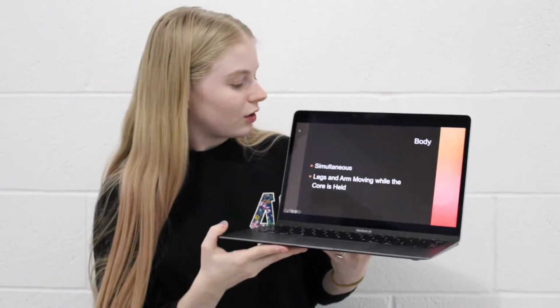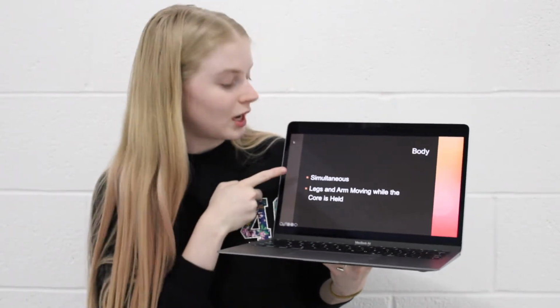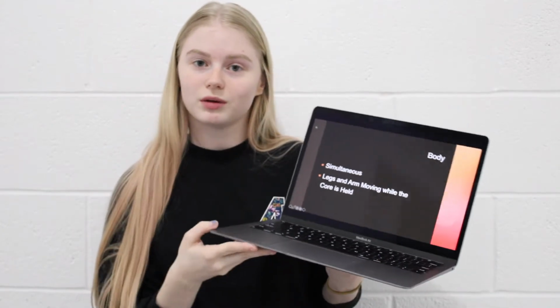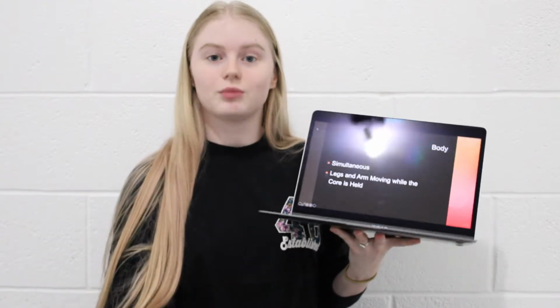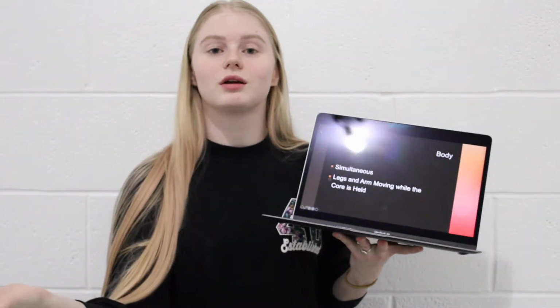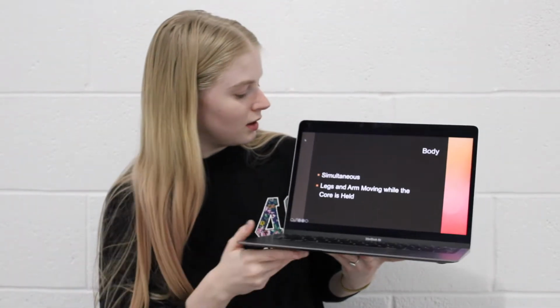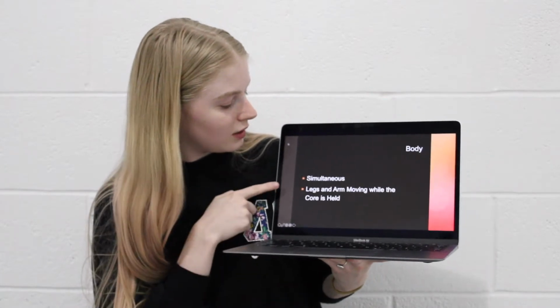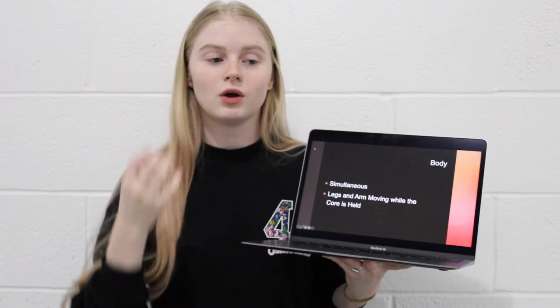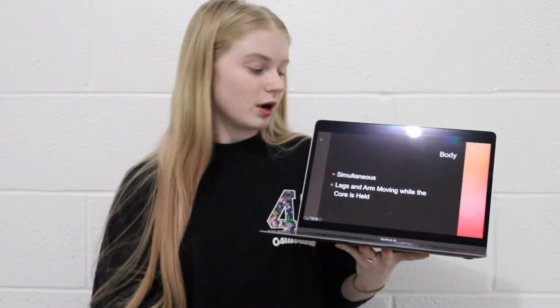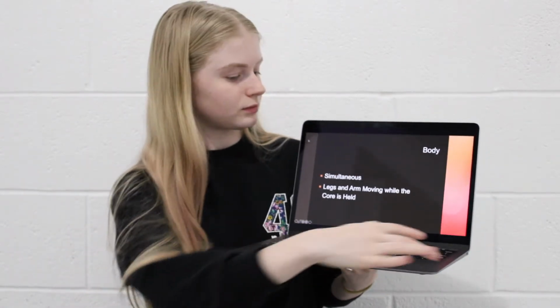So in the body category, I decided that the simultaneous movement is most important because you're always moving your arms and legs simultaneously to hit a pose, then pausing, and then hitting another one and then pausing. And I also decided that it was important to acknowledge that the legs and the arms are always moving, whereas the core and the upper body is always held.